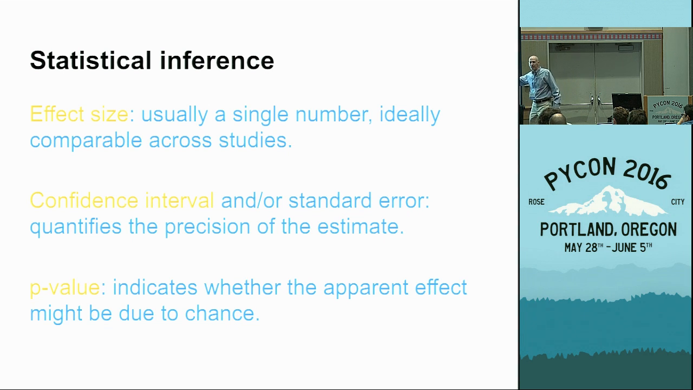And then the last part is a p-value, which you might be familiar with, which is a way of expressing how sure we should be that the thing that we're seeing, the thing we're measuring, is not just random noise.